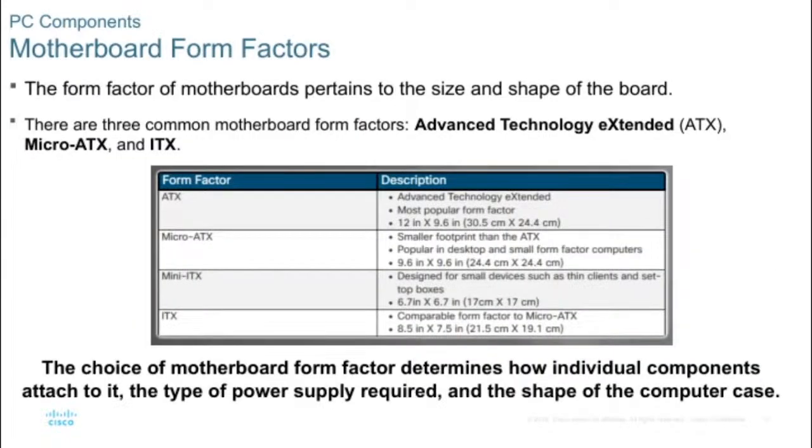The motherboard's form factor is more than just size. It sets the stage for how everything else fits together. It decides how components connect, what kind of power supply you'll need, and even the shape of your computer case. There are three main types you'll encounter: ATX, Micro ATX, and ITX. Each one has its own footprint and purpose, shaping the whole build from the inside out. Understanding these form factors helps us make smarter choices when assembling a PC.